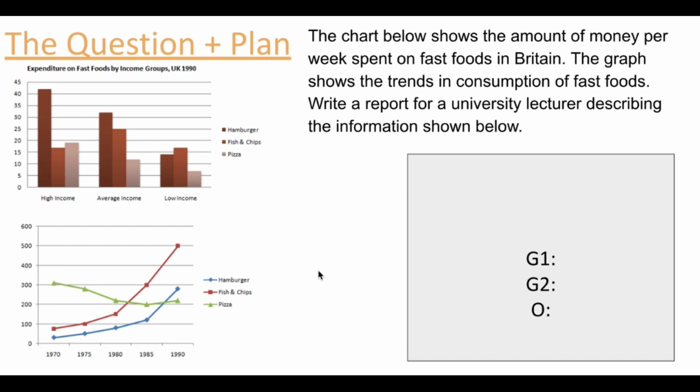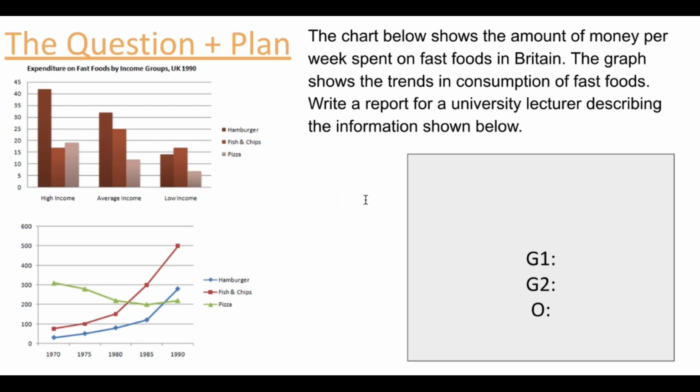Right, so let's have a think. We could either, some people might be inclined to write about the bar charts and then write about the line graph in two different groups. That could be a good tactic. Or we could maybe group together hamburger, fish and chips, for example, and then talk about pizza.